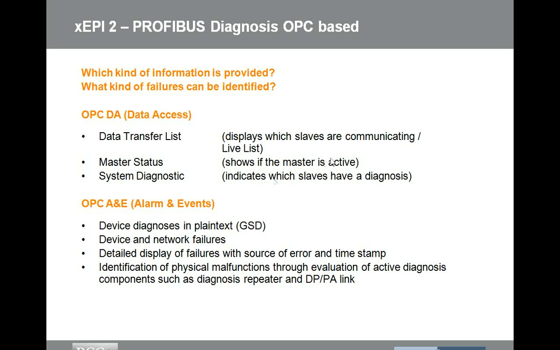And the information that it's going to give you is which slaves are live or working, which master is active, which slave has diagnostic information. That's using OPC data access. And then using OPC alarm and events, we can actually get the diagnostics in plain text from the GSD file, device and network failure information, detailed display of the failures with timestamp information, and identification of physical malfunctions, looking at the diagnostic components like a repeater.